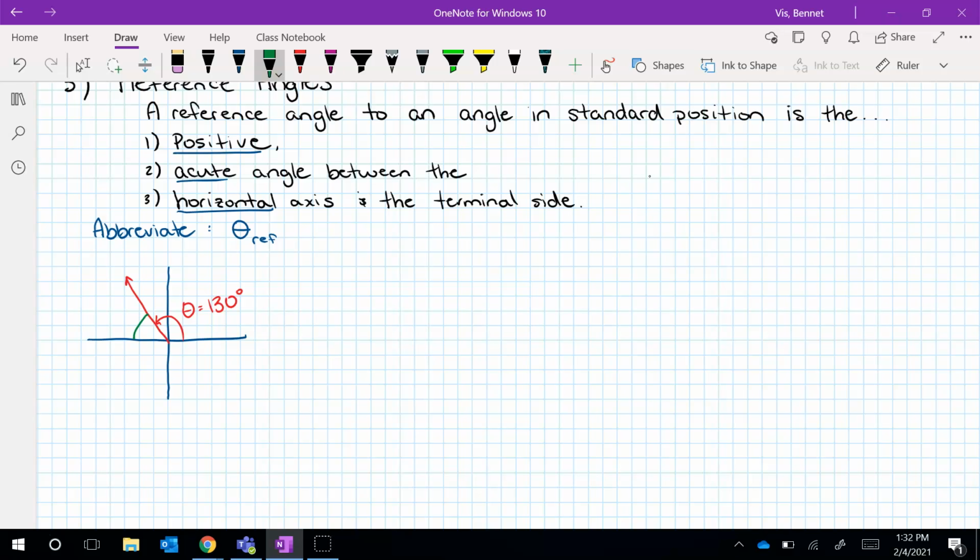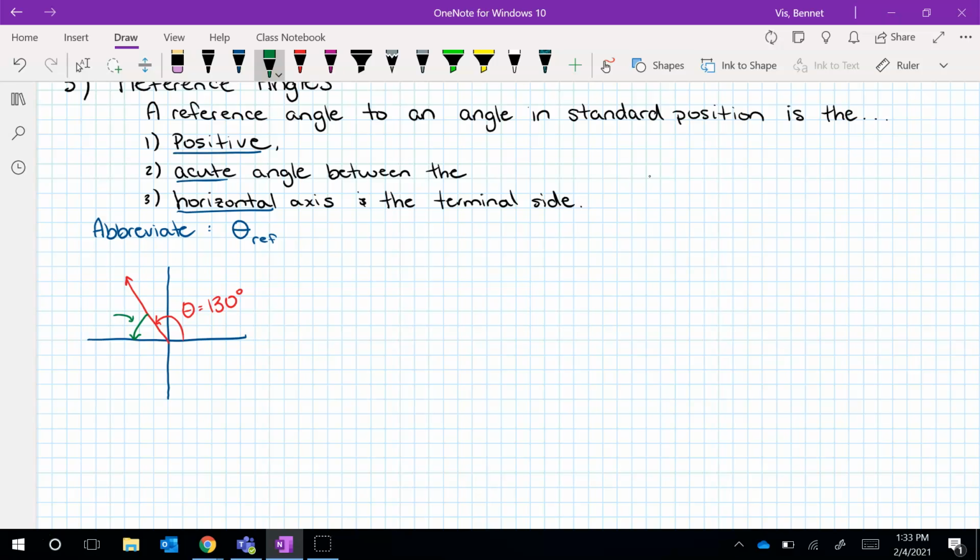This is an obtuse angle, this 130 degrees, more than 90. Here's its acute partner. It's not this one here. It's not up between the terminal and the vertical. It has to be between the terminal and the horizontal axis. And then the last piece I do is that I make it positive by adding on this arrowhead there, saying I'm keeping that positive rotation. It's a positive angle.